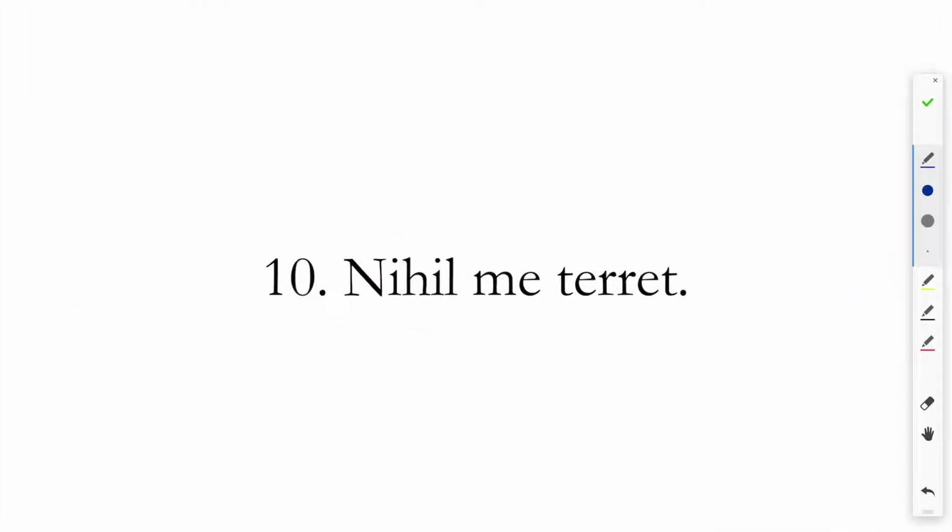Number 10, nihil me terret. In this sentence, this is the expressed subject. That's the direct object. Terret still means he, she, or it, but we do have something to stand in for he, she, or it. We've expressed it. Nothing frightens me. Nothing scares me. This is your third person singular, present, active, indicative.